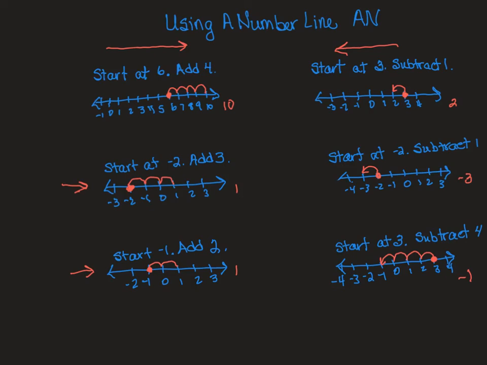4 is going to have me go past 0 to the other side, because 4 is more than 3. And if I'm at 3 and I subtract 3, I get to 0. So if I subtract 4, I'm getting past 0. I'm going into the negatives, because I'm subtracting more than I'm starting with.